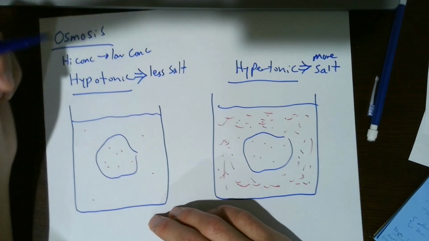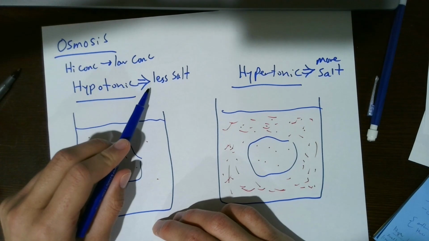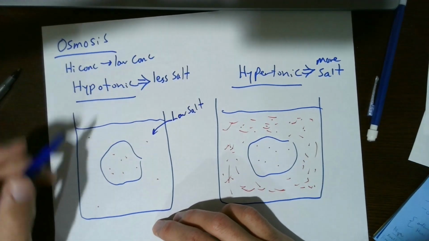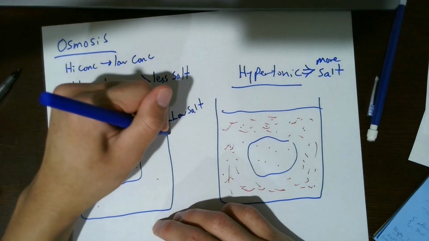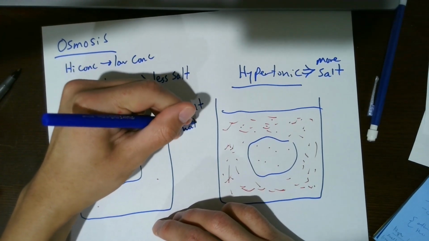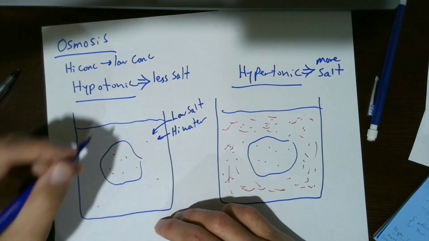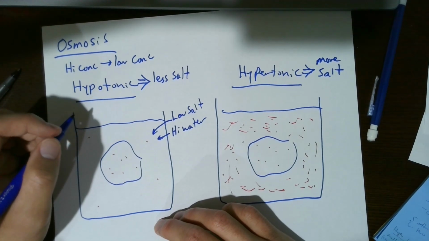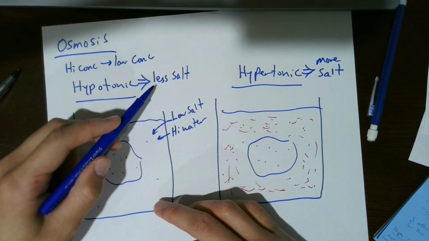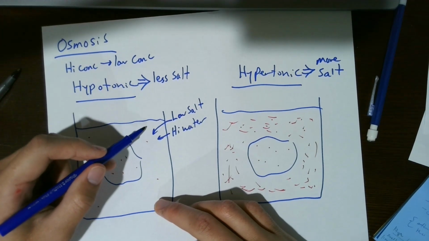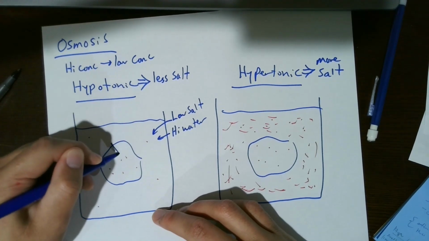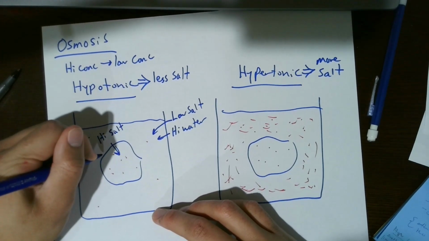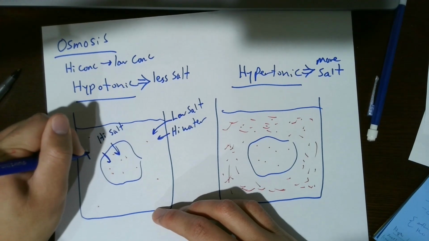So this is the outside of the cell. We have a hypotonic solution, which means the outside has less salt, so low salt. When we have low salt, that means we have high water. Now let's look at the inside of the cell. Remember, since the outside is hypotonic, that means there's less salt outside than there is inside. So on the inside there's going to be higher salt, and when there's high salt, there's low water.